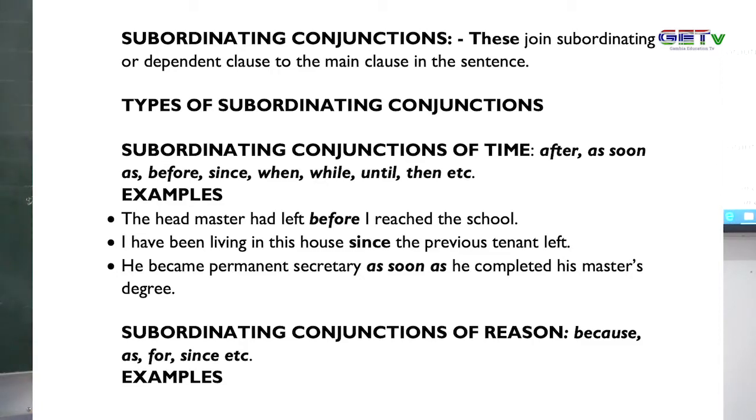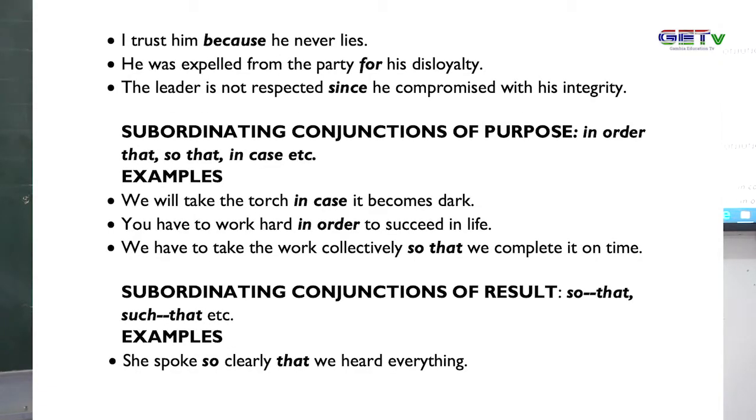And when you look at example 2, it says I have been living in this house since the previous tenant left. By looking at this, since is also acting as a conjunction of time. 3, he became permanent secretary as soon as he completed his master's degree. Get it? So the conjunction there also is as soon as. From that we move on to subordinating conjunctions of reason. Here we have examples like because, as, for, since, etc. Examples: I trust him because he never lies. Here the conjunction there is because, connecting the two.